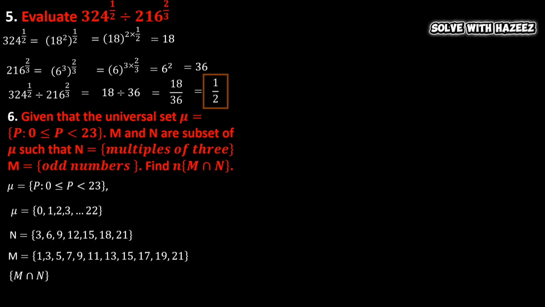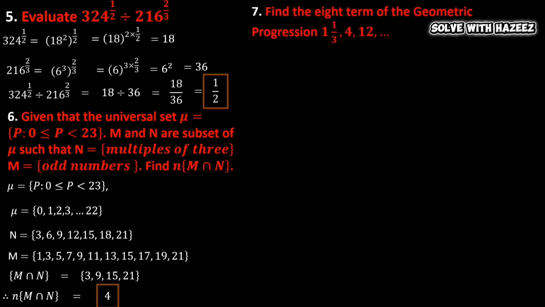Comparing the elements in M and N, you are going to see that 3 is common in both M and N. 9 is also common in both M and N. 15 and 21, all those numbers are common in both sets. So finally, the number of M intersection N, what does it mean? It means how many elements do we have in the set M intersection N? So counting, we have 3, 9, 15, and 21. So those are 4 elements, and that is equal to 4. And that is the answer for number 6.